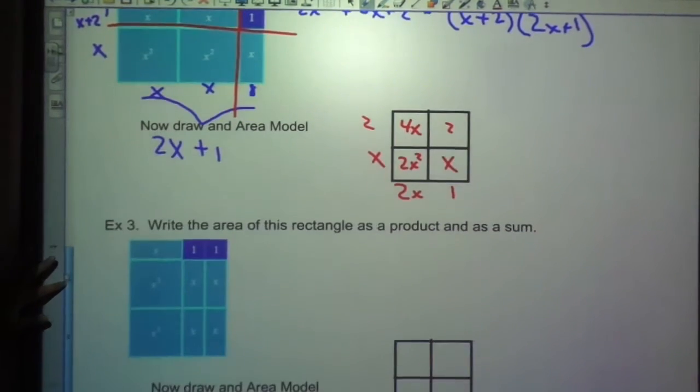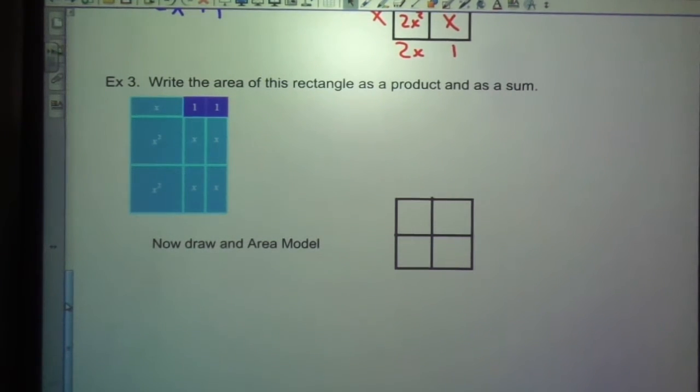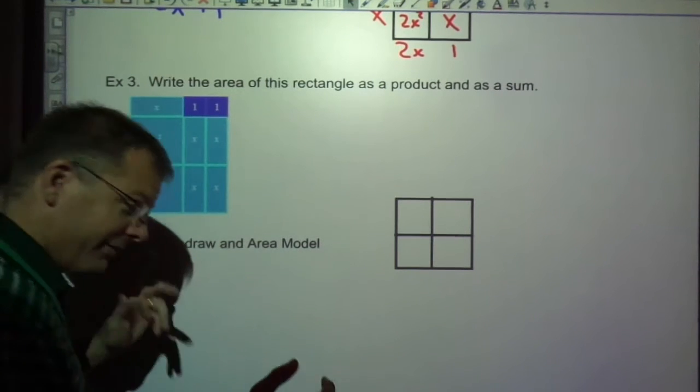Okay, one more. You try it. Try this one. Pause the video. See if you can do it, however long it takes, and then restart and watch my explanation to see if you're right. And restart the video. Here we go.